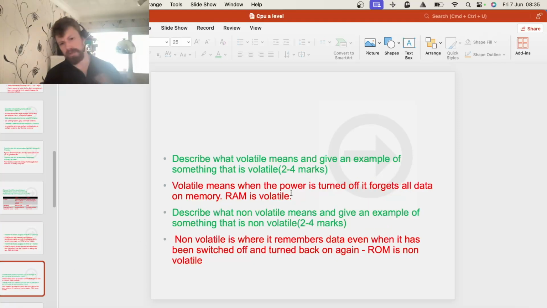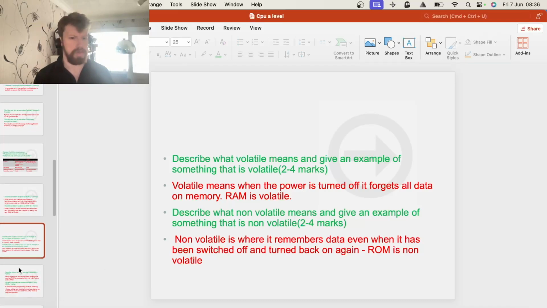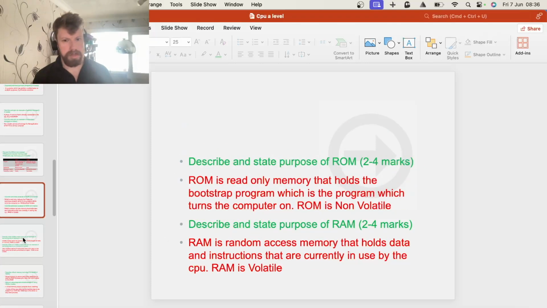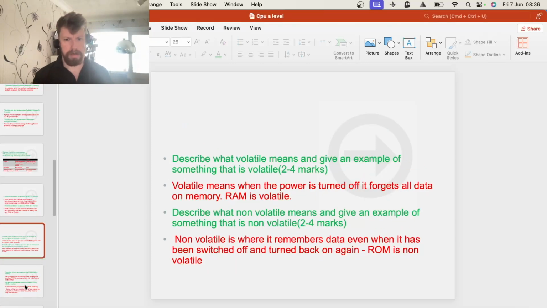So I'm going to skip that. Talked about volatile and non-volatile already on the previous one, so I'm going to skip that as well. If you want to make flashcards on those, I'll just leave it up there. Leave it on there. There you go.